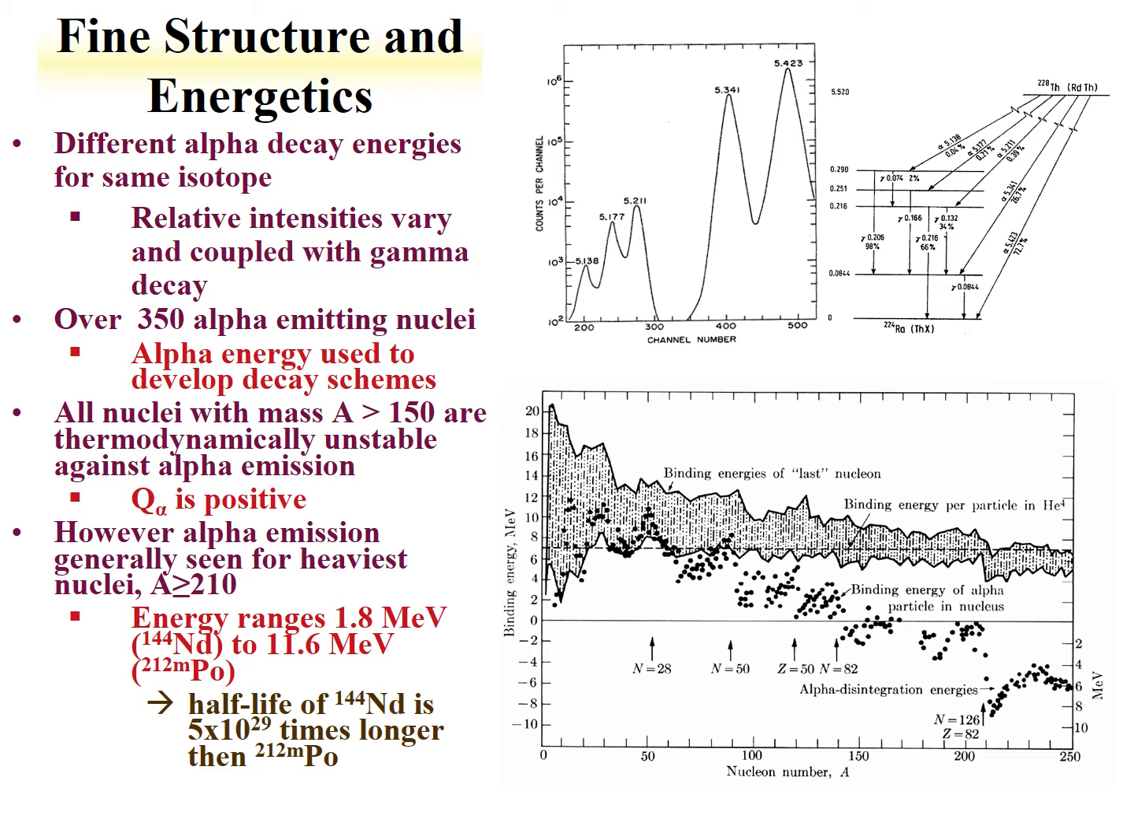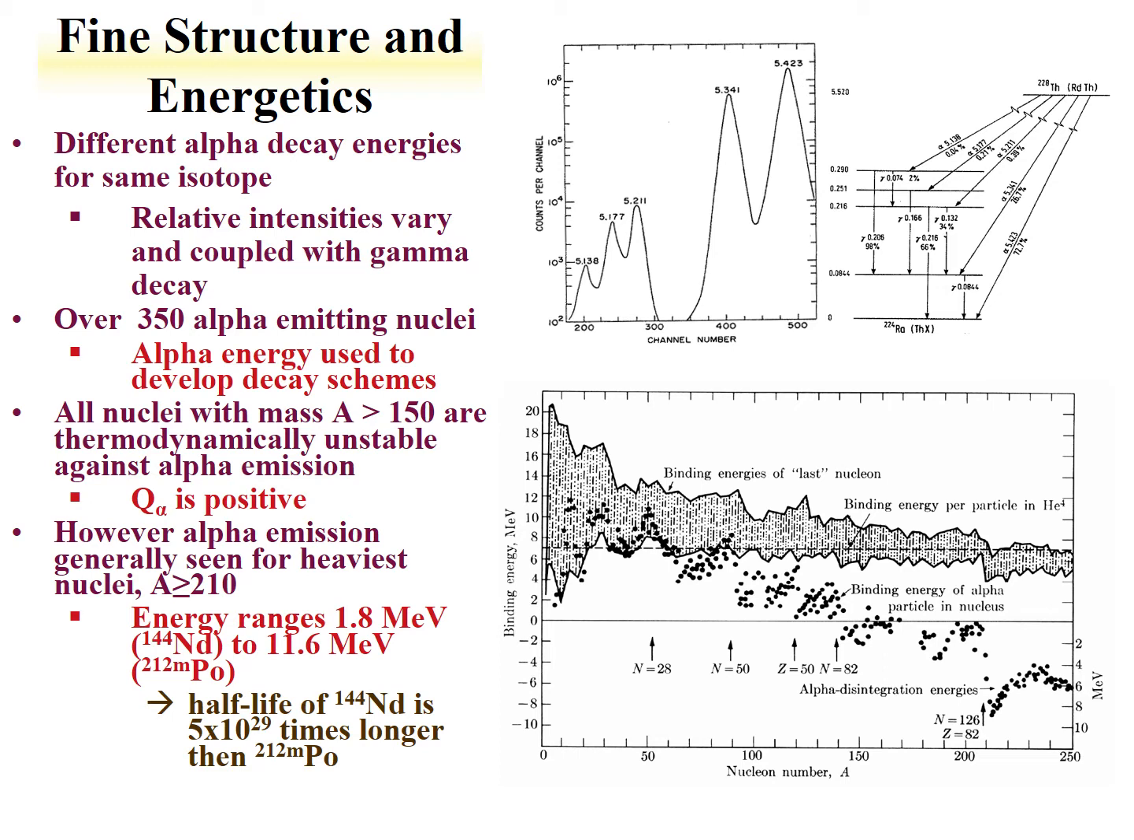There are over 350 alpha-emitting nuclei, and as I showed here, these alpha decay energies can be used to develop decay schemes. Fundamentally, all nuclei that are greater than 150 mass are thermodynamically unstable against alpha emission. That means they have a positive Q value. However, the probability of some of those decays are rather small compared to competition from beta, so you generally see alpha with isotopes that are greater than 210.